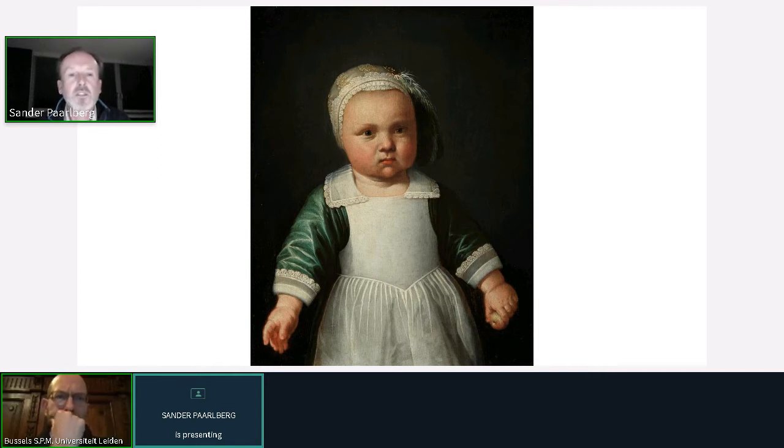And the interesting thing is, of course, that in Dordrecht we can show not only Aelbert Cuyp, but also the work of his father and teacher, Jacob Cuyp, and even his uncle, Benjamin Cuyp.